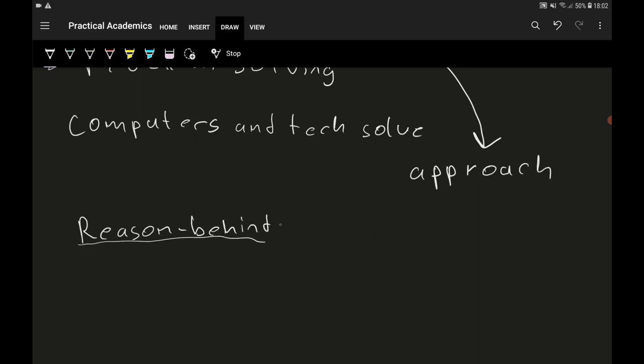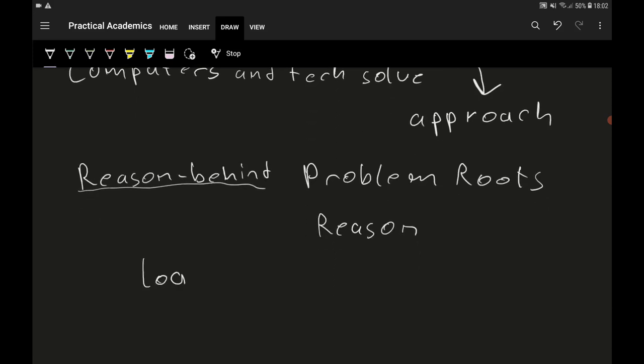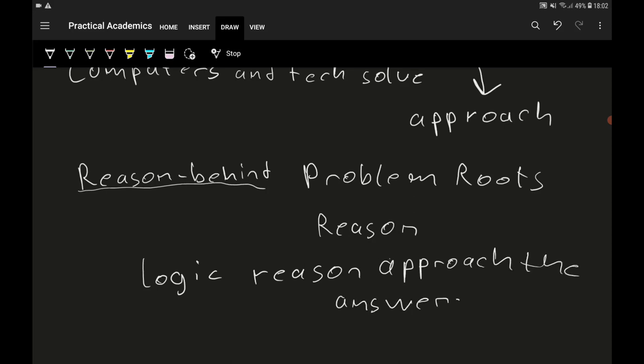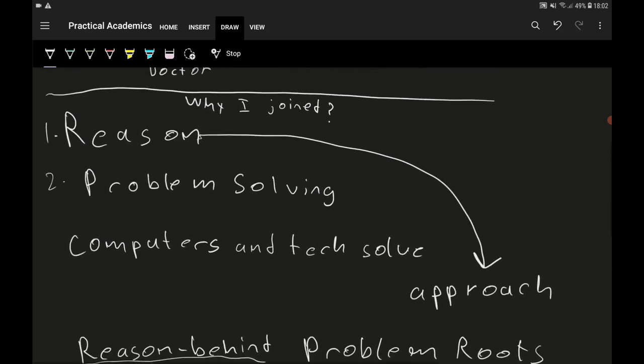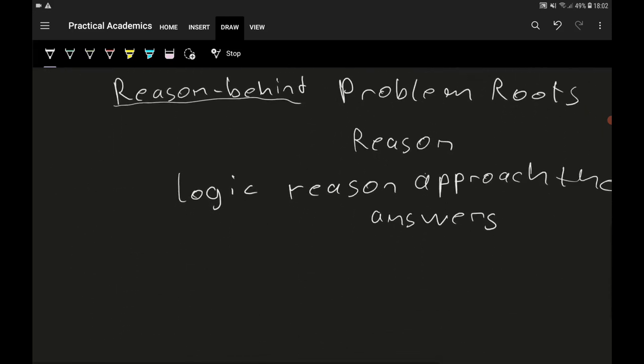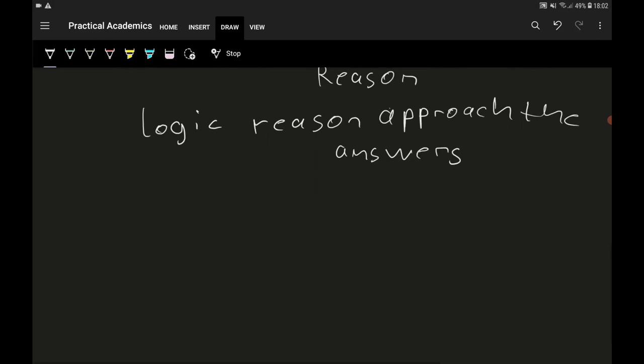If we understand the problem, the roots of it, the reasons behind the problem, then we can use a logic and reason-based approach to find the answers to it, right? That is basically what we do in math, and really computer science is just a derivation of math. This is the same thing that we do in computer science: solve problems.